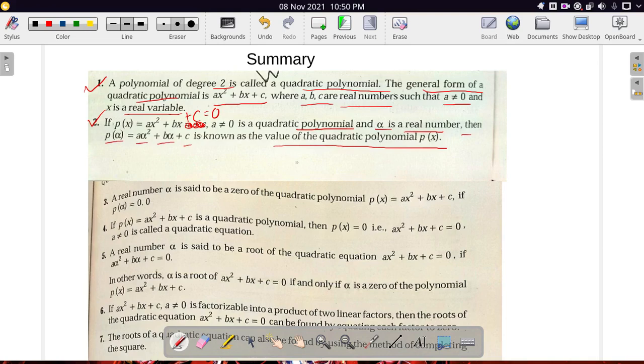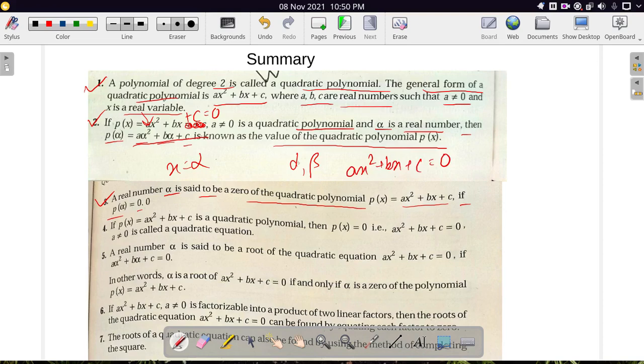Basically, we have discussed that a quadratic equation has two roots, alpha and beta. These are real roots. So what they did is they put x is equal to alpha here, and then they got this equation. Simple. Now number 3, a real number alpha is said to be a 0 of the quadratic polynomial if p of alpha is 0, which means that ax square plus bx plus c is equal to 0.